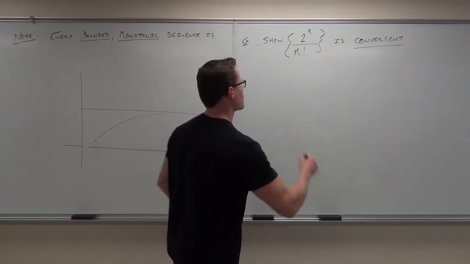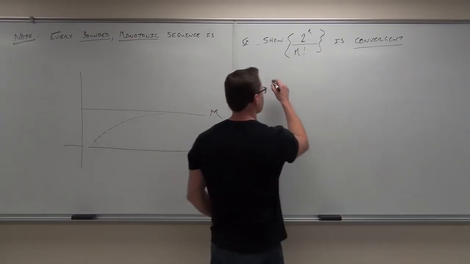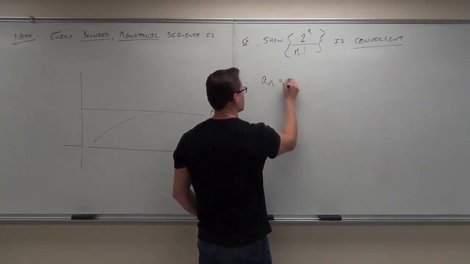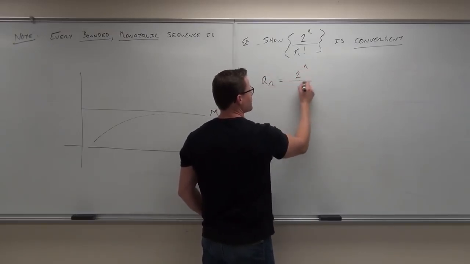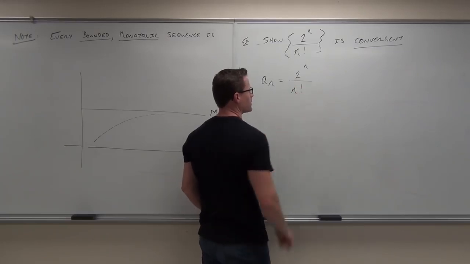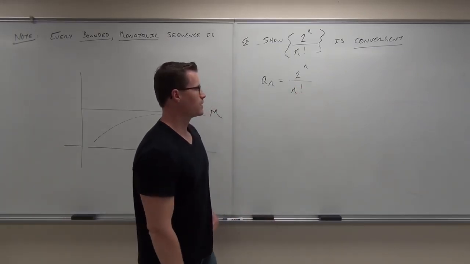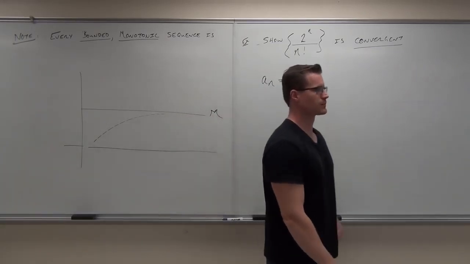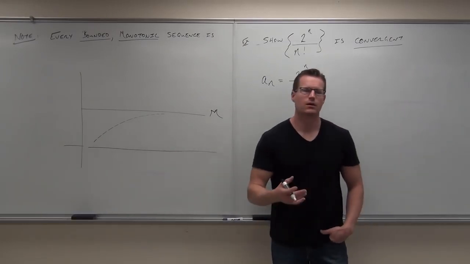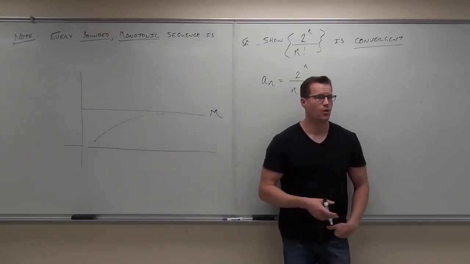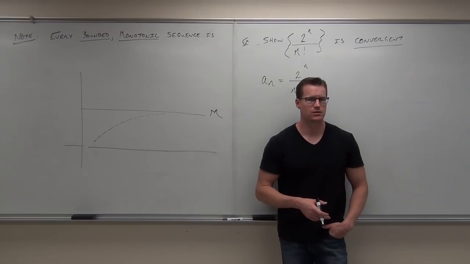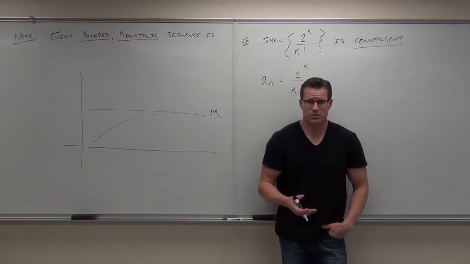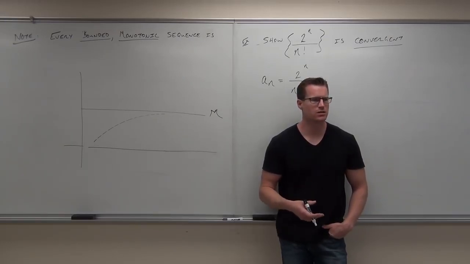Let's consider our sequence. Our sequence is given by the term 2 to the n over n factorial. So far so good? The first thing you might want to consider is whether this thing is monotonic, whether it's increasing. Do you know whether it's increasing or decreasing?